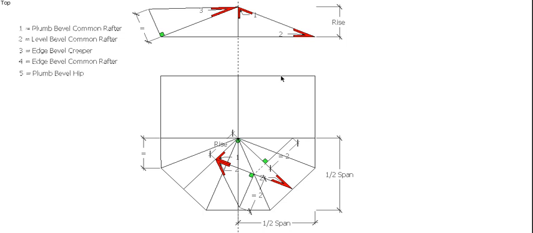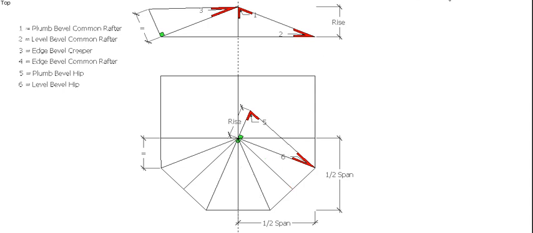We then have to do our hip bevels. So we're going to pick a hip. So I've got a hip over here, and we come up off the hip our rise at 90 degrees. Join that back to there, and that'll give us plumb and level bevel for our hip. And then we need to do the edge bevel, so I'll get rid of that stuff. So edge bevel hip.